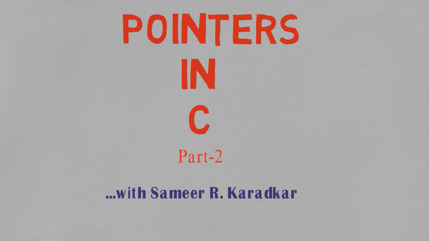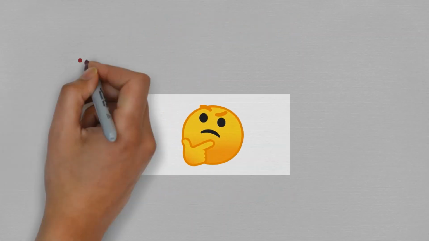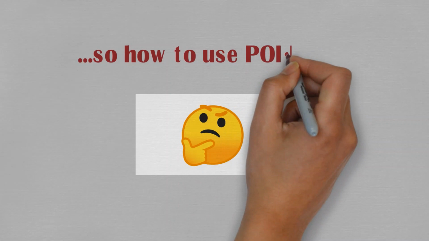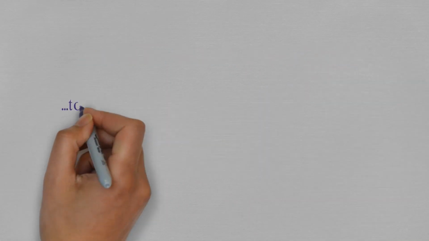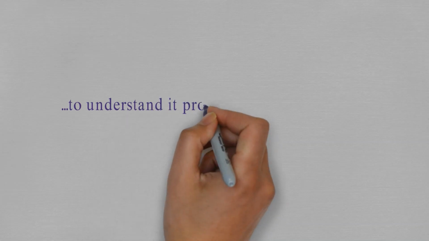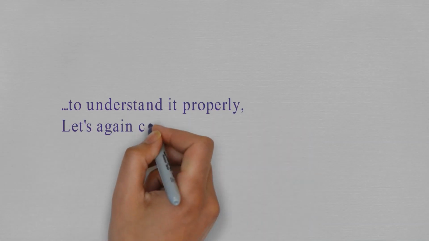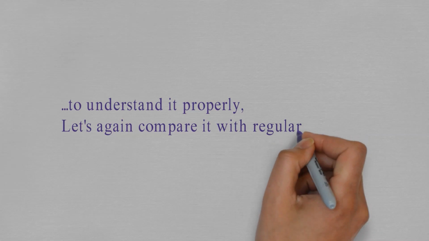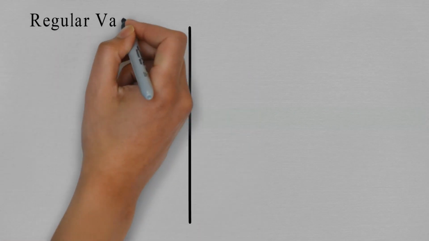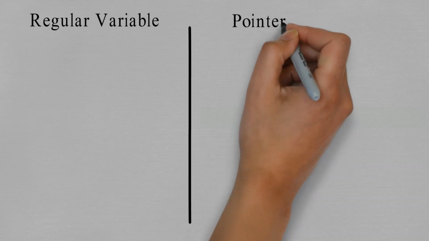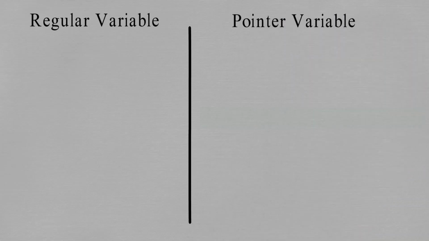In the first part, we understood what is the exact concept of pointers. So the next question is how to use the pointers. To understand it properly, let's again take the help of our ordinary variables. We are going to see the LHS side and RHS side of that first video in a separate way here, where LHS we will see under regular variable and RHS we will see under the pointer variable.